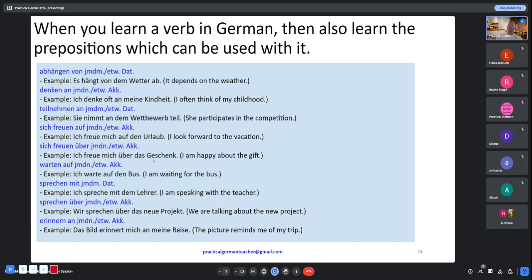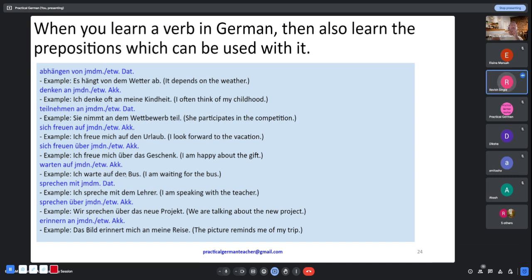Warten auf jemanden. So warten means to wait, but if you want to say I'm waiting for the bus, you cannot say für, you will have to say auf. Why? Don't ask me, that's how it is. So ich warte auf den Bus. After auf, it has to be accusative. So den Bus. Yeah, please ask Ravish.